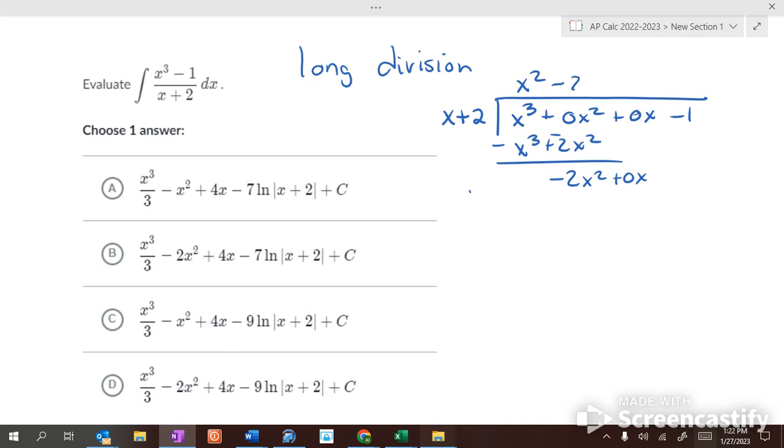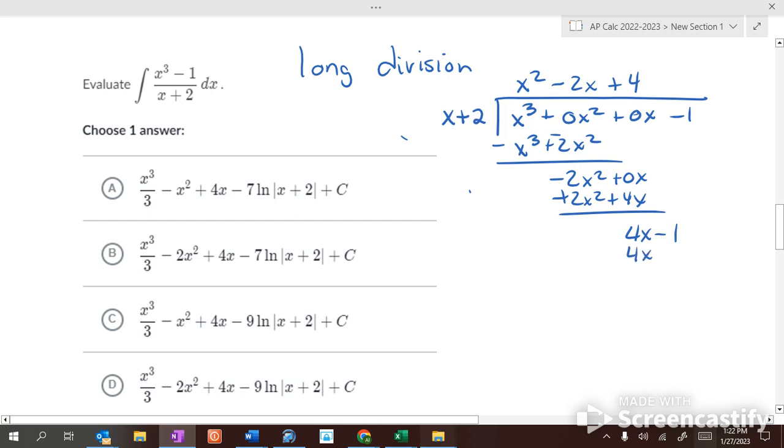How about negative 2x? So it's negative 2x squared minus 4x. Change the signs on the bottom row and then add. So you get 4x minus 1. What times x is 4x? 4. And then you get 4x plus 8. Change the signs in the bottom row and then add. You get negative 9. So your remainder is negative 9 over x plus 2.